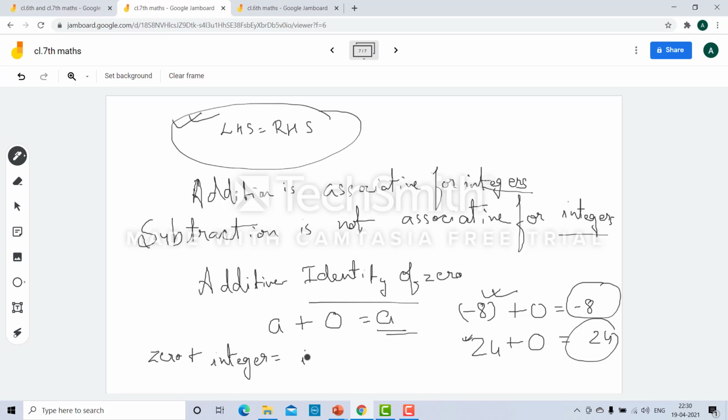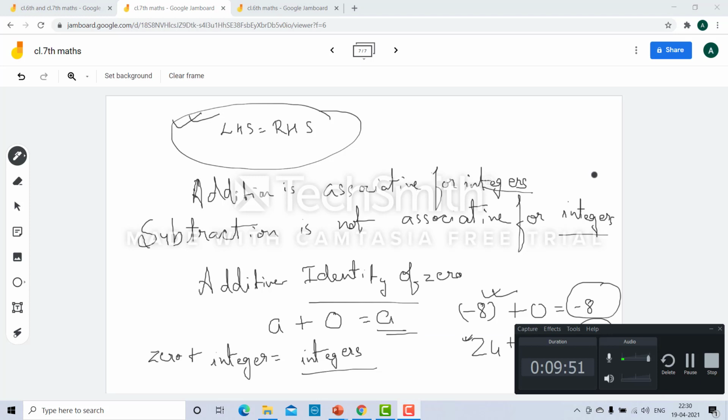So children, these are a few properties of integers which will be applicable in our next exercise. So we have discussed this. Now in the next video, children, we will be doing our exercise 1.2. Hope you have understood.